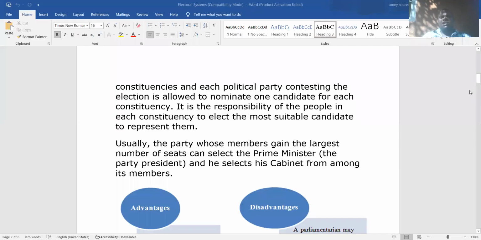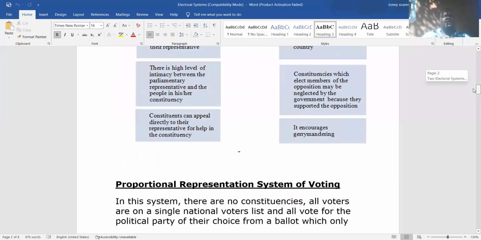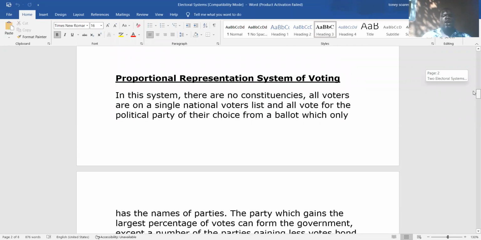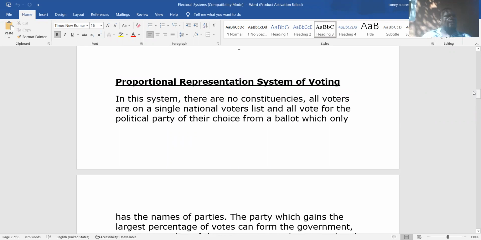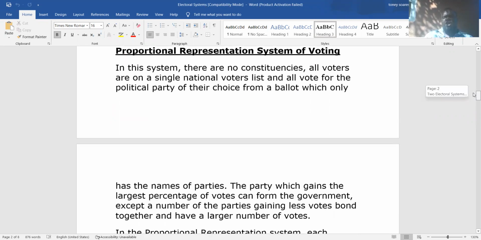Again, under first past the post system, the entire country is divided into constituencies. At the end of the election, the candidate with the most votes in each constituency is declared the winner, and the political party with the most seats is declared the winner of the election, then forms the next government. All right, let's look now at proportional representation.